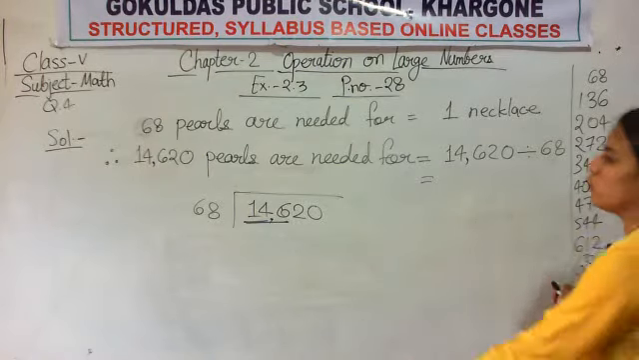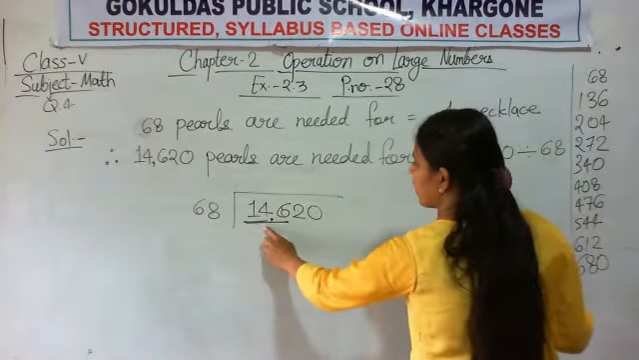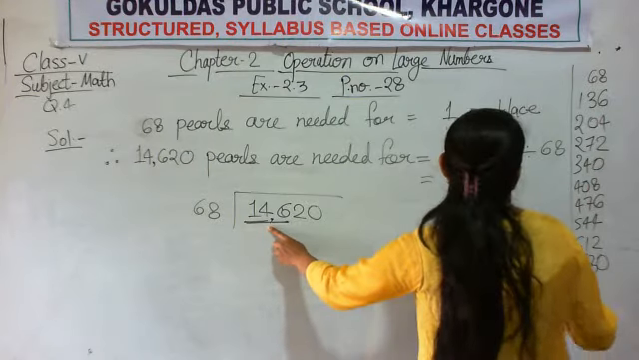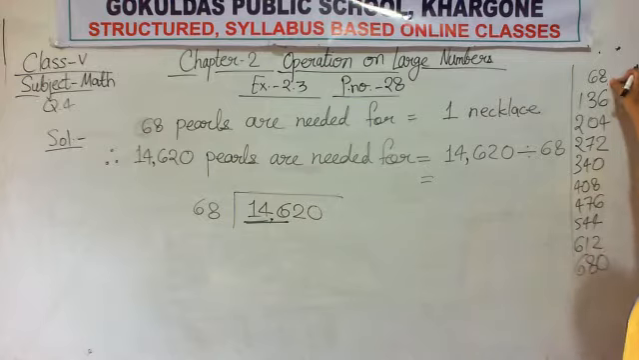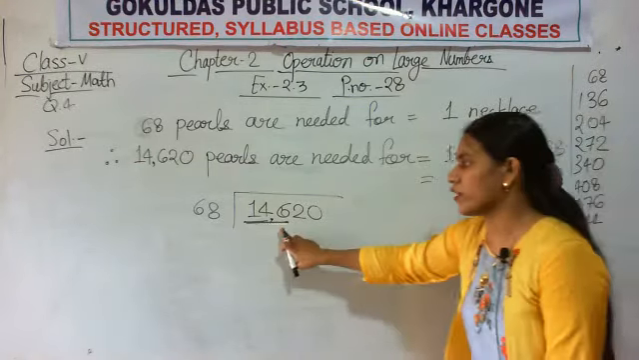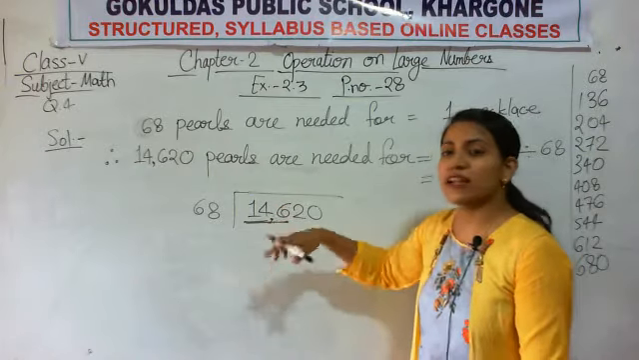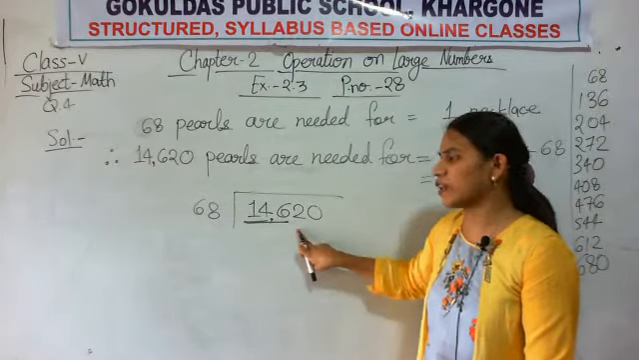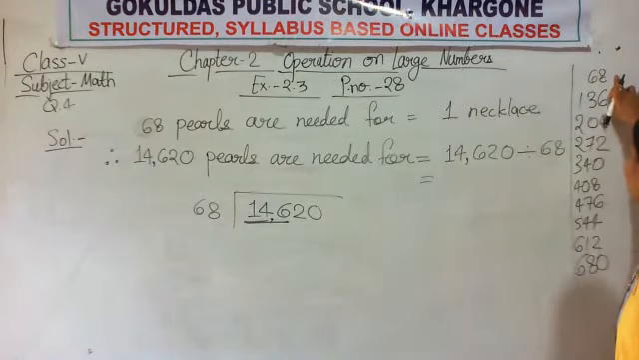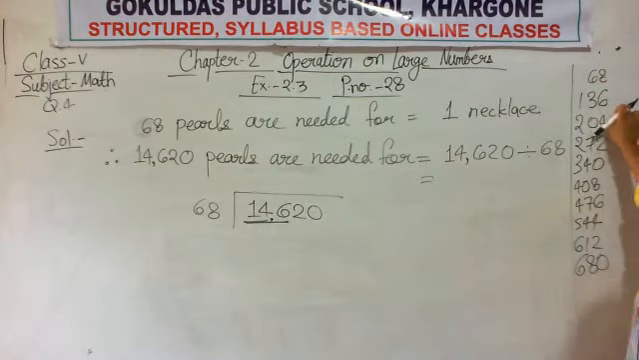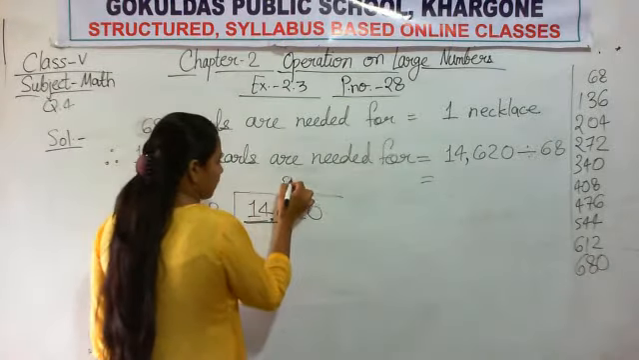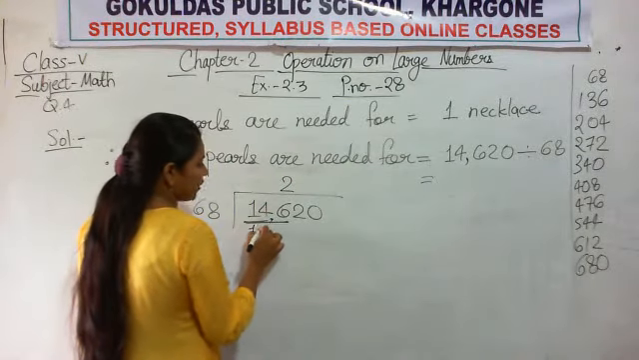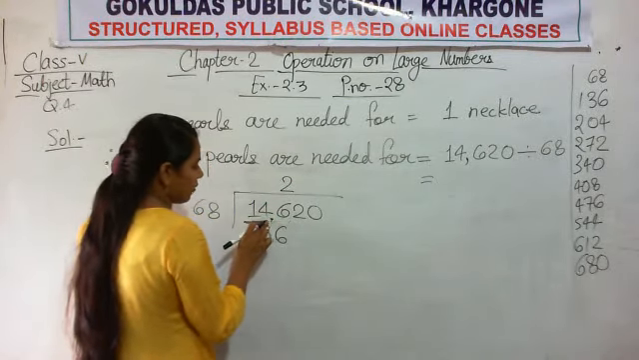Now your first 3 digits are 146. Now observe, is 146 coming in the table of 68? No, 146 is not coming. Then you have to find a smaller number than 146. So we observe that 136 is smaller than 146 and it comes at 2 times. So I am writing 2 over here and writing 136 over here.